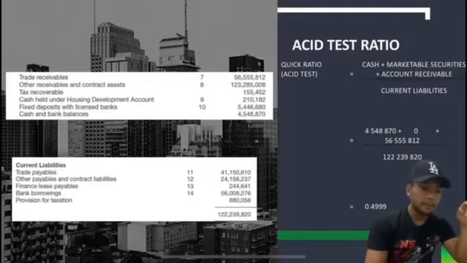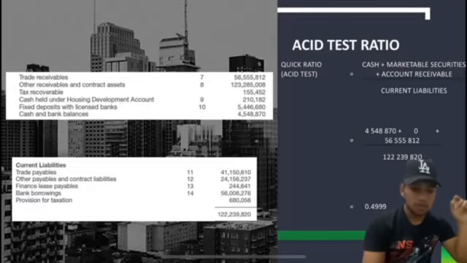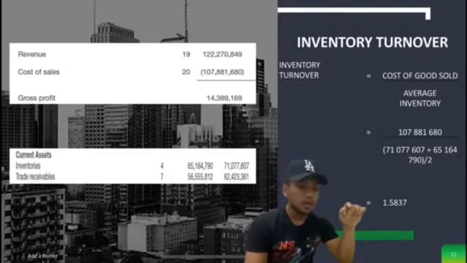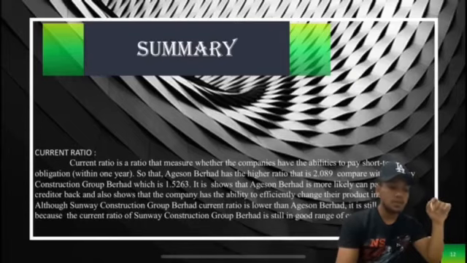Next, for Agason Berhad, the current ratio of Agason Berhad is 2.089. The asset test ratio for Agason Berhad, I get 0.4999. For the account receivable turnover, I get 2.0553 for Agason Berhad, and the inventory turnover for Agason Berhad, I get 1.5837.